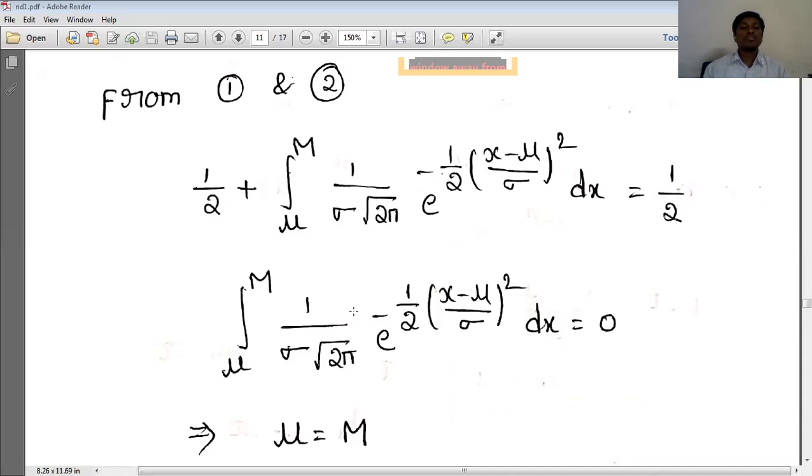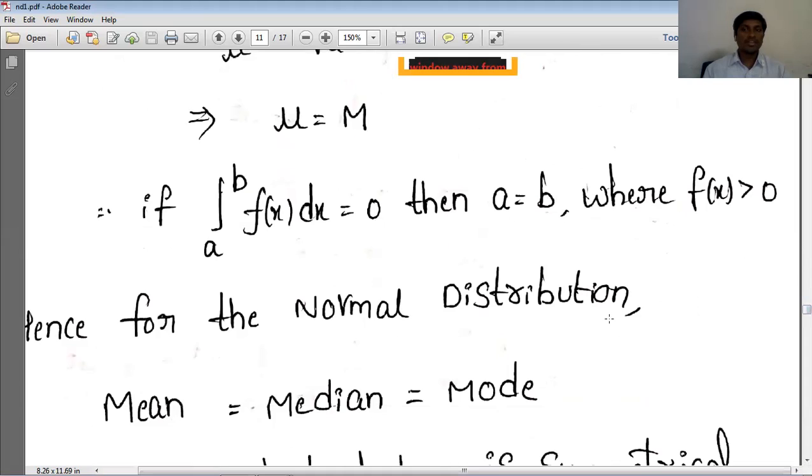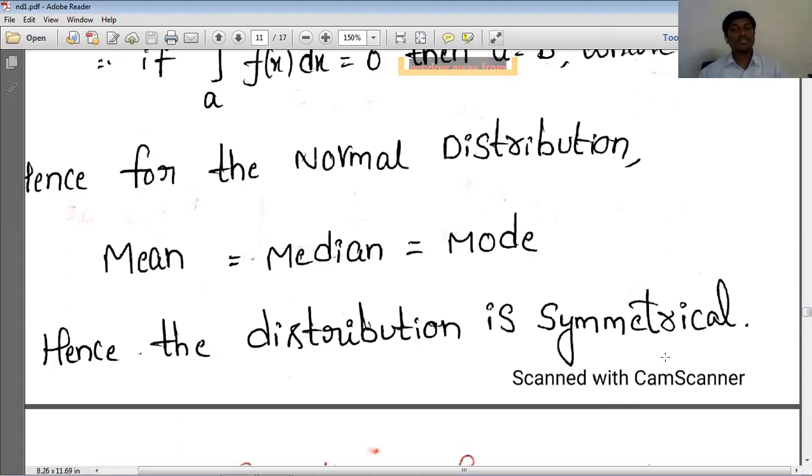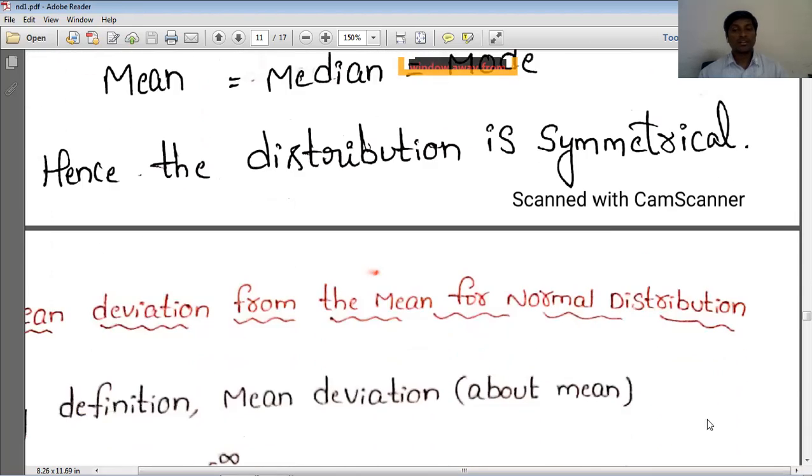Okay, now why are we taking this? If you observe, the mean we got as that one, and the median we got the same one, and the mode also we got the same one. So in some cases they may also ask you to prove that mean is equal to mode is equal to median. Hence the distribution is symmetrical. When we say symmetrical, in the first unit we already saw, symmetrical is nothing but when the mean value is equal to 0. Then we say that it is symmetrical. Okay, next.